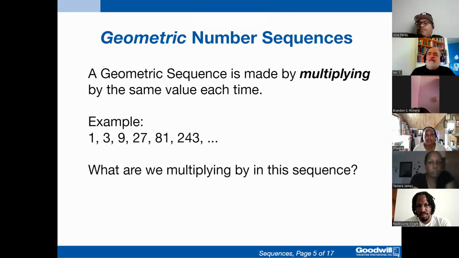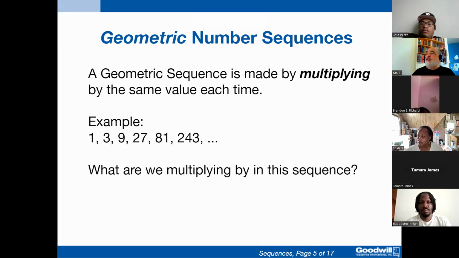So there's another kind of sequence, which is a geometric sequence. And remember, with arithmetic sequence, we add a number each time. Geometric sequence, we multiply. So for example, 1, 3, 9, 27, 81, 243. What are we multiplying by each time in that sequence? How do I get from 1 to 3? 3, thanks, Cecile. Yeah, I'm multiplying by 3.